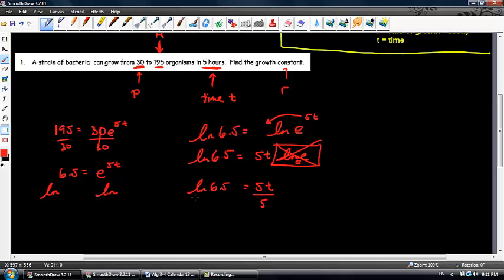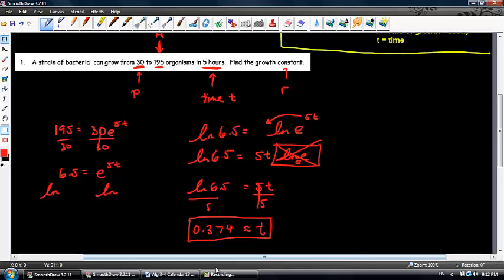I'm going to divide by 5 on both sides. So R is equal to the natural log of 6.5 divided by 5, and that's about 0.374. With these problems, something that can occur is called rounding error, and it could throw you off by a little bit. So make sure you're rounding to the nearest 3 decimals. Try not to round anything halfway through the problem, because that could really throw your problem for a loop, and then you're kind of in trouble.